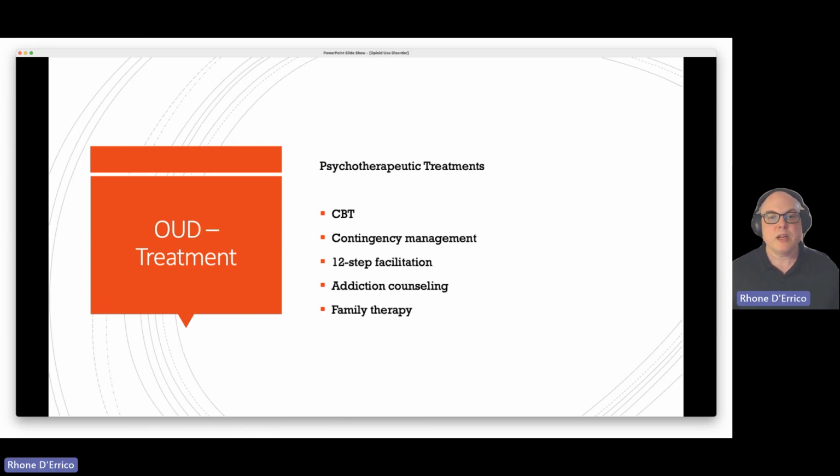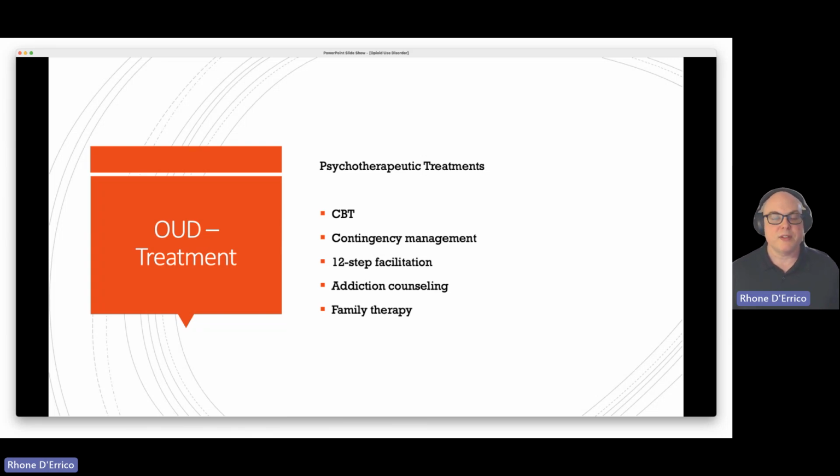We have some psychotherapeutic options. There's good old cognitive behavioral therapy specific for substance use disorder. Contingency management, this is just a fancy way of saying that if you stay off the substance for a certain amount of time, you will get certain rewards, including monetary. And they're doing this in more and more places. And again, it may be a bit controversial, but the literature shows it's very effective.